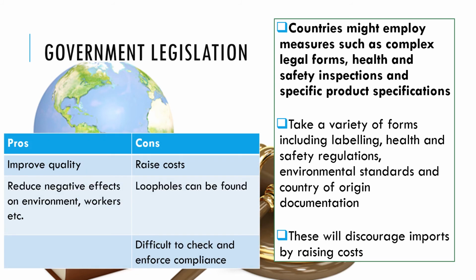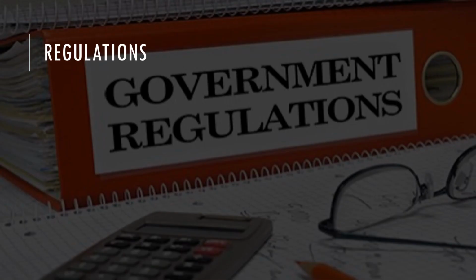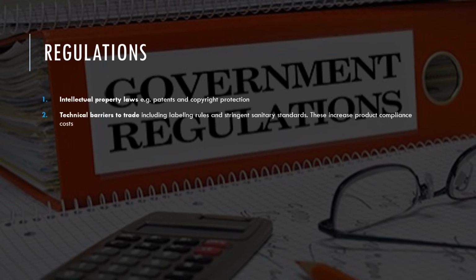Some advantages, well, this might improve quality of the goods that are imported. It might reduce the negative effects on the environment or the negative treatment of workers that may be involved in the production of these imports, particularly if they're cheaper. On the flip side, they raise costs. Loopholes can be found, shortcuts can be found in getting around these regulations, and it's difficult to enforce these and check for every single imported good that the regulations have been met. Here are some examples of areas where the government might legislate things that maybe breach intellectual property law.